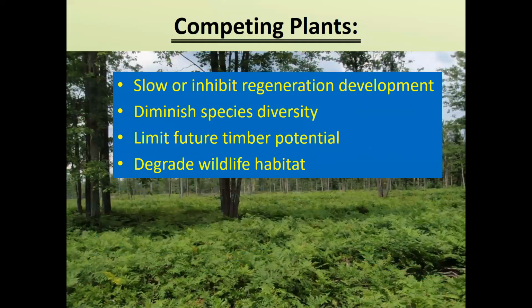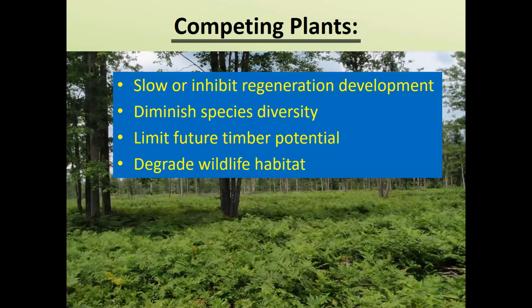So we're going to focus primarily on what we call competing plants, and they cause a lot of concerns for us. I listed a number of them here: slow or inhibit regeneration development, diminish species diversity, limit future timber potential, and degrade wildlife habitat. With all of these issues, it brings to the forefront why we want to manage this vegetation, why we need to control some of these things.